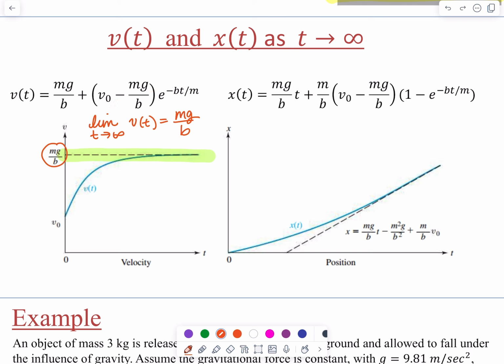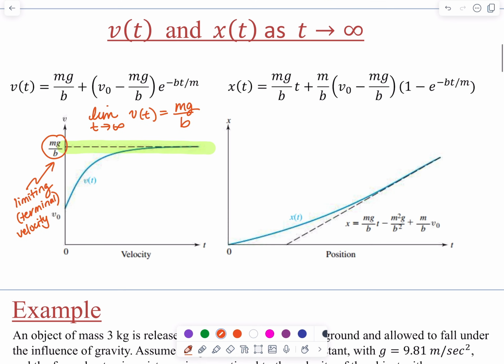Okay, and so this mg over b, this horizontal asymptote, is also called the limiting or the terminal velocity. So let's write that down. It's the limiting, it can also be called the terminal velocity of the object.